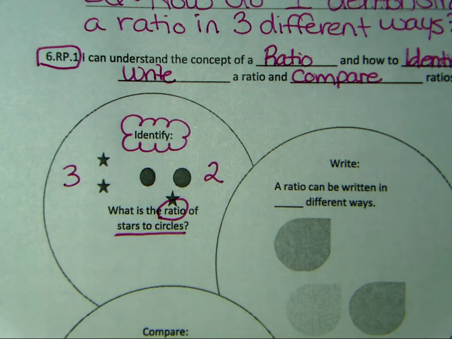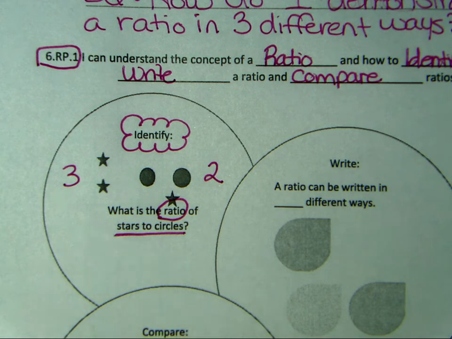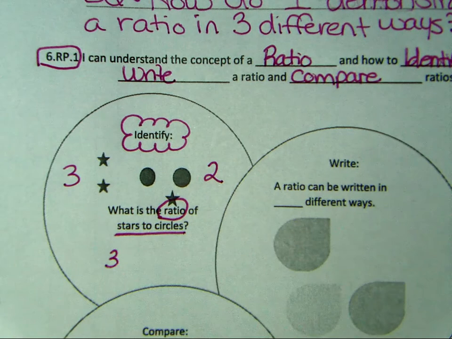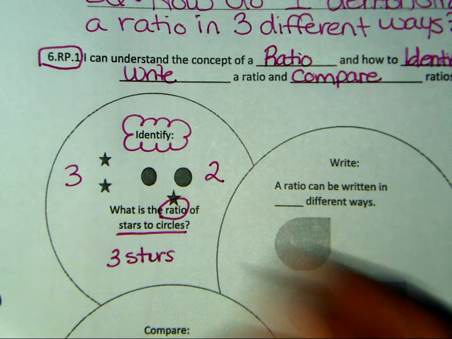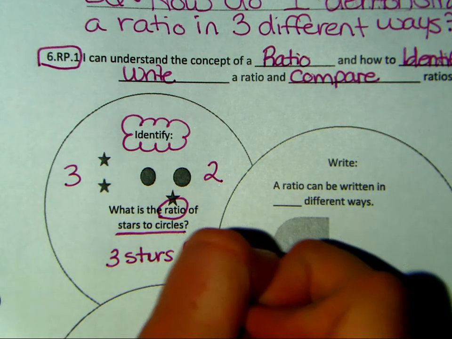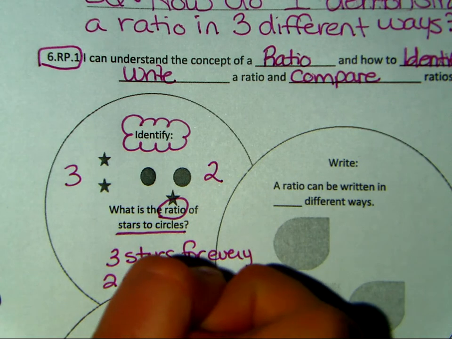So making sure we go in the order. This is key to doing ratios. You want to make sure you're doing it in the order that they ask. They ask for stars to circles. They don't ask for circles to stars. That makes a big difference. So we're going to say we have 3 stars. There are 3 stars for every 2 circles.